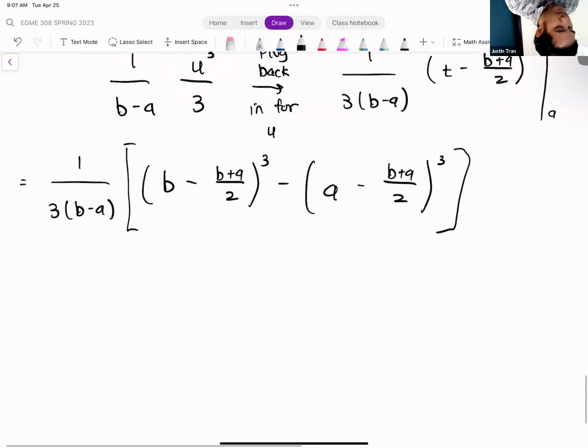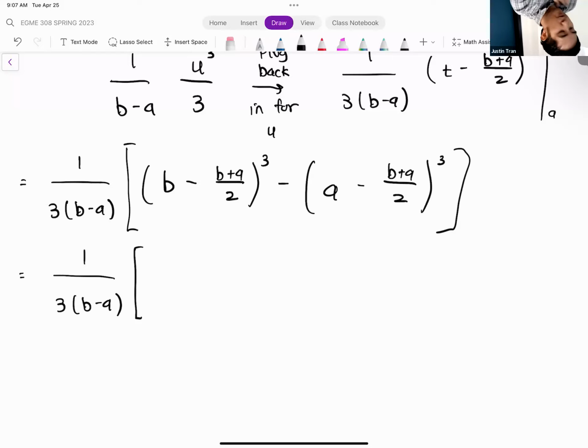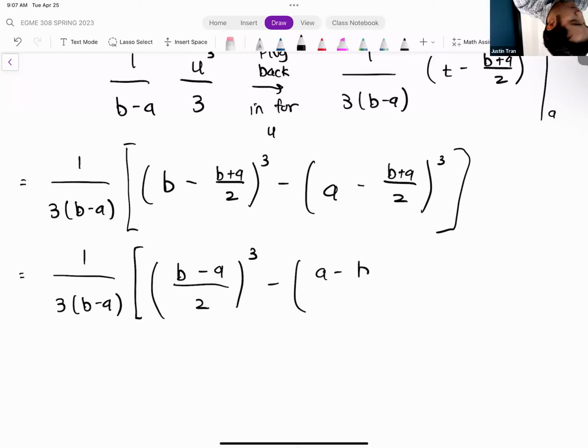If we simplify this, we get 1 over 3 times b minus a. Inside this first parentheses, we have b minus b over 2 minus a over 2, so that's going to give us b over 2 minus a over 2, which is b minus a divided by 2, cubed, minus. And then for the other one, we have the opposite: a minus b divided by 2.